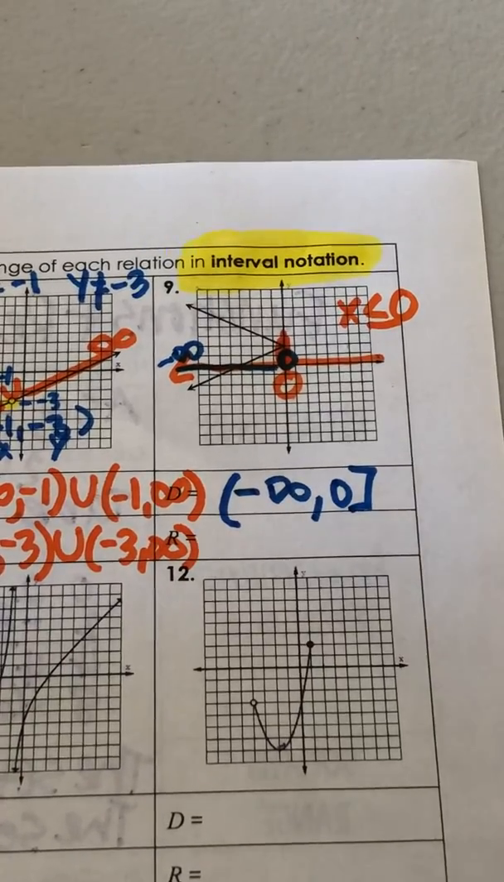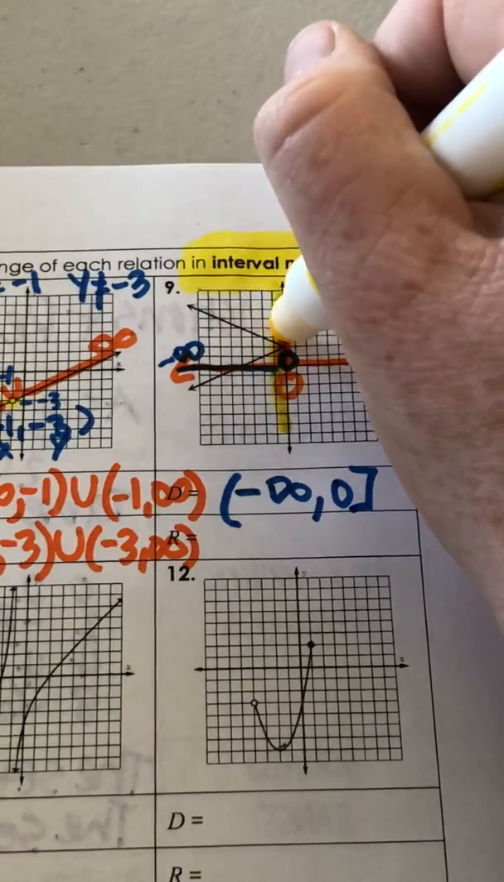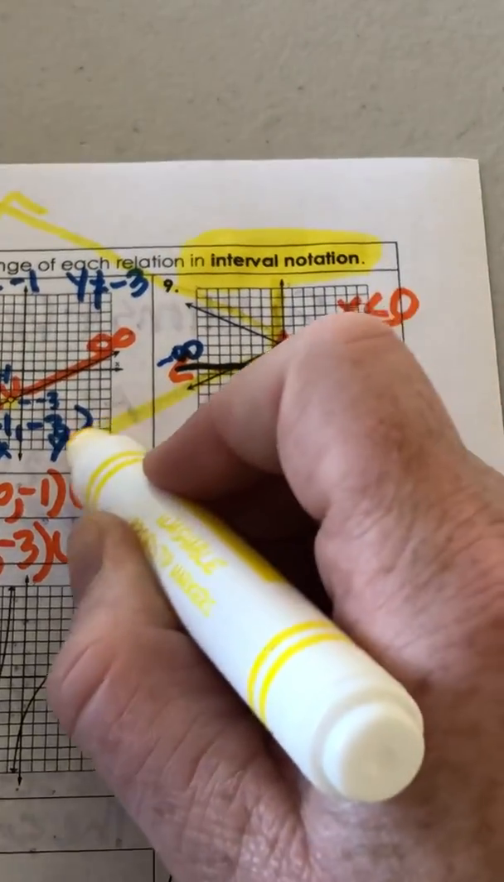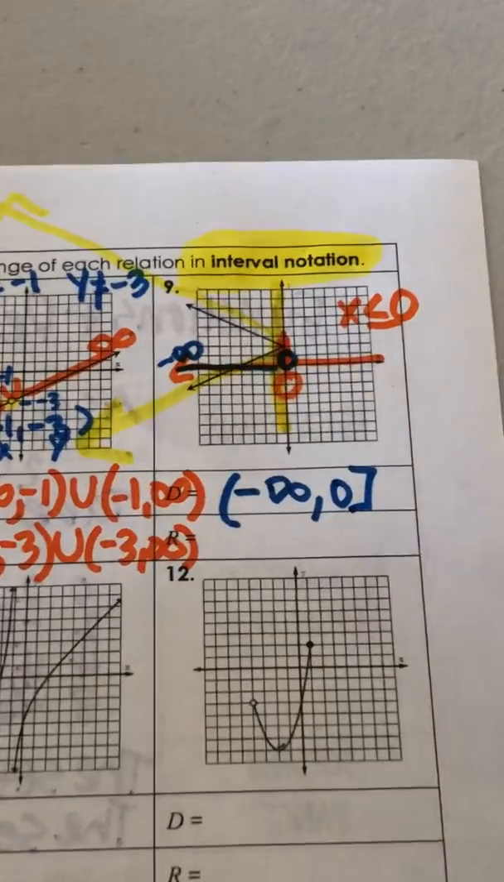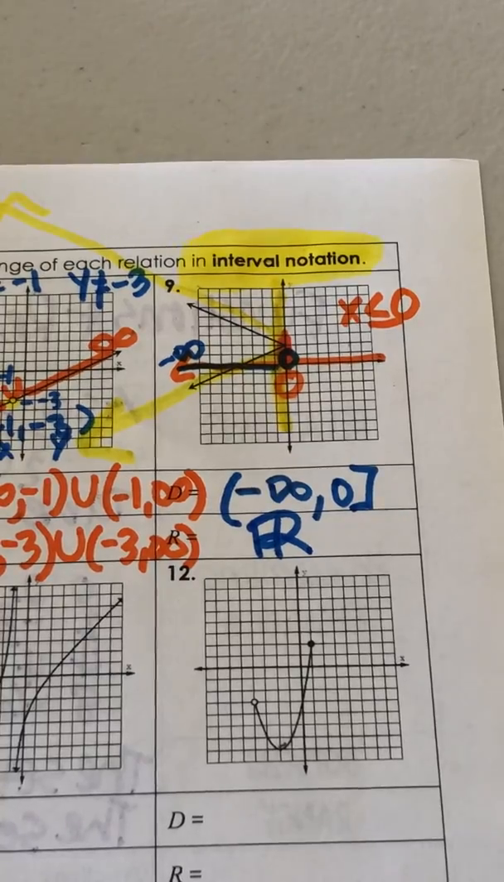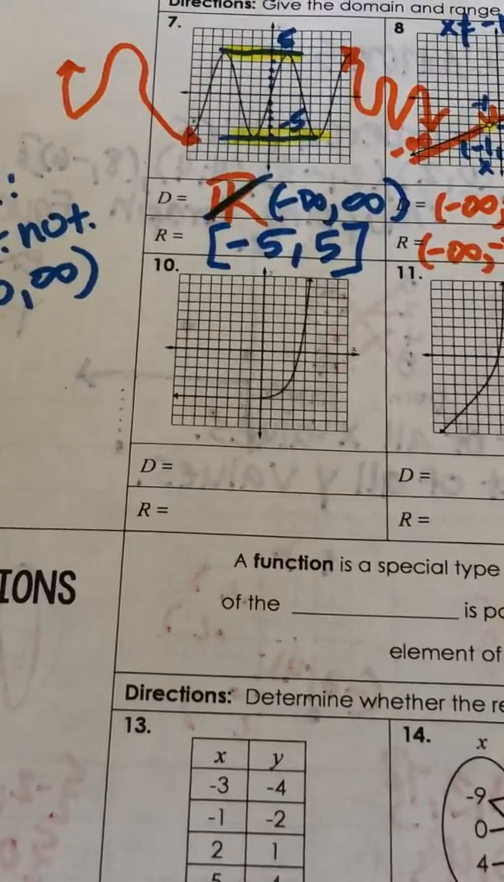All right, now range cares about up and down. So this graph, if you extend it, is going all the way up forever, and on the bottom would go all the way down forever. So our range is definitely all real numbers, okay? All right, next, number 10.